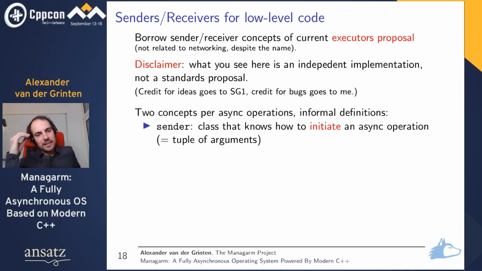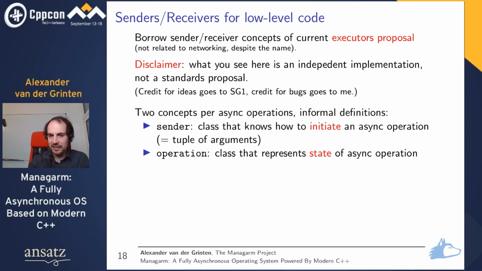So what are senders and receivers? We have two concepts per async operation in this context, and I'm going to give the informal definition. A sender is the first concept. A sender is a class that knows how to initiate an async operation. So it's something like a pre-baked function call. Think of it as a tuple of arguments. So nothing really special. It's just a function, and I know how to invoke the function.